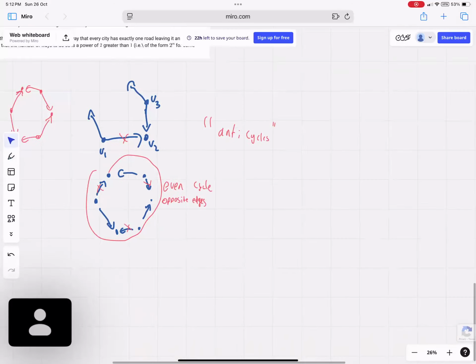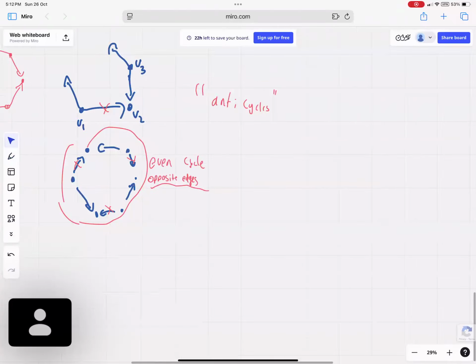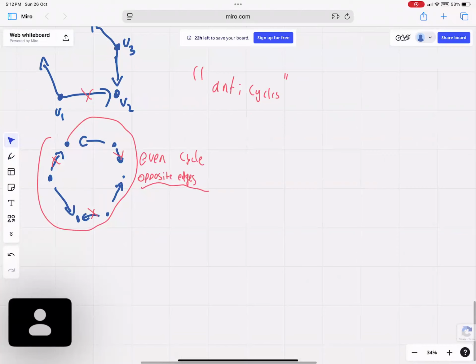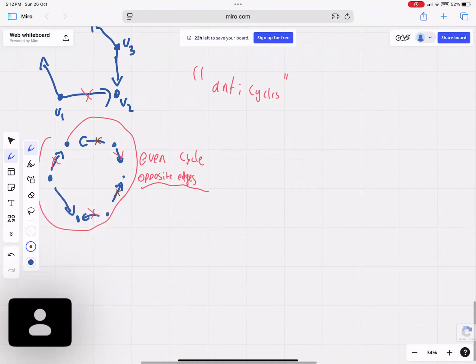Okay. Anti-cycles are basically the even cycles with opposite edges. Now each anticycle, we can delete the edges in one of two ways, because you have to do it alternatingly. So we can do it like this, as I drew in the diagram, or a tiny bit differently, like this. Brown or red.